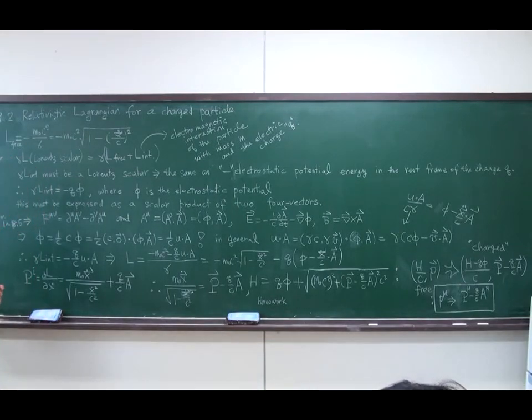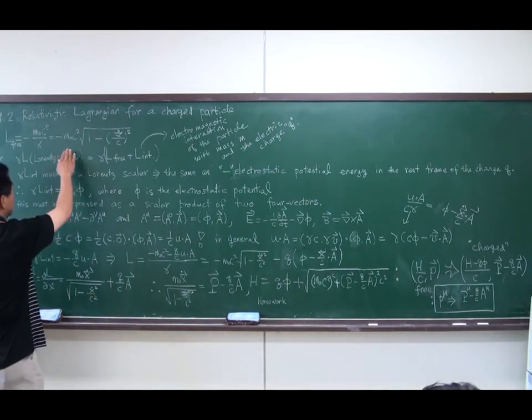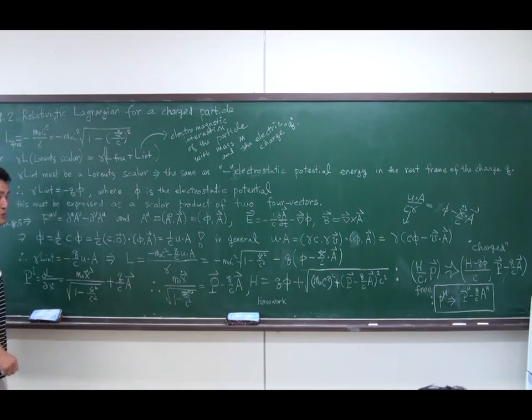Relativistic Lagrangian for a charged particle. In the previous class, we obtained the free particle Lagrangian, which is m0c squared over gamma, and we put the negative sign in order to reproduce the Hamiltonian for the free particle. The explicit expression is minus m0 c squared times the square root of 1 minus v squared over c squared.